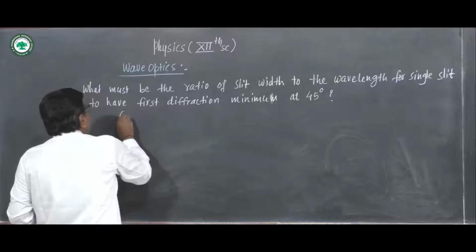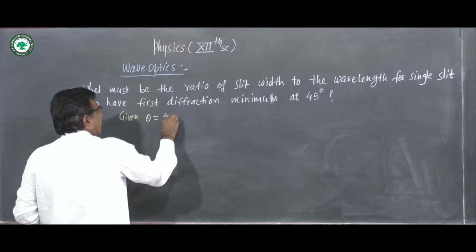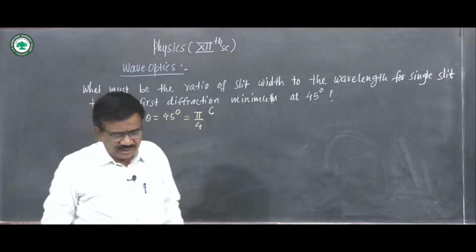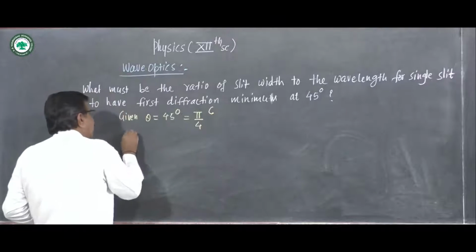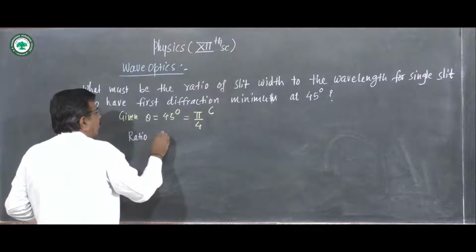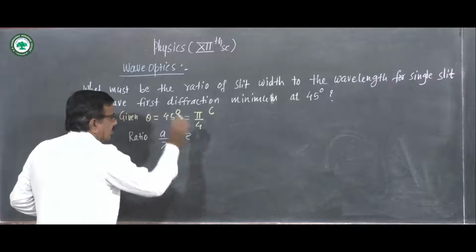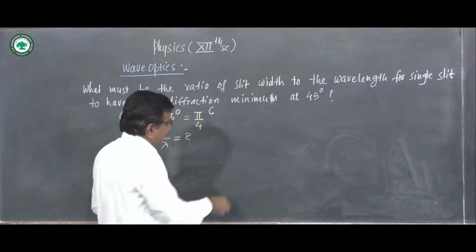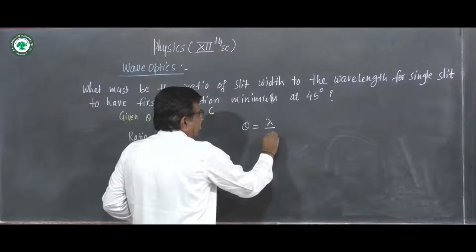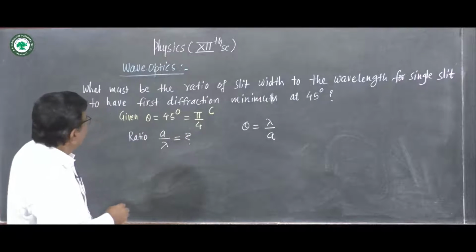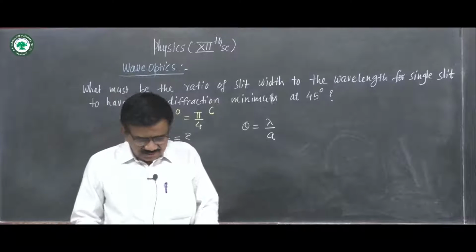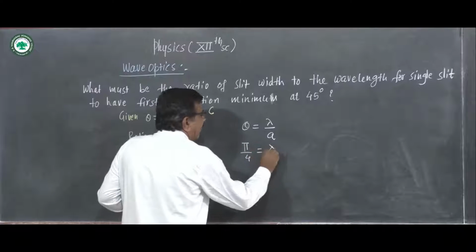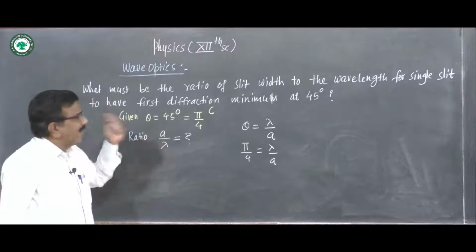So theta is 45 degree, that is equal to pi by 4 radian. Theta is given, 45 degree, pi by 4 radian. We have to find the ratio, slit width to the wavelength, the ratio a by lambda. We know theta is equal to lambda by a for the first diffraction minima. Therefore theta is pi by 4 is equal to lambda by a, but we have to find the ratio a by lambda.